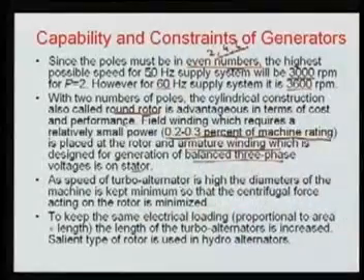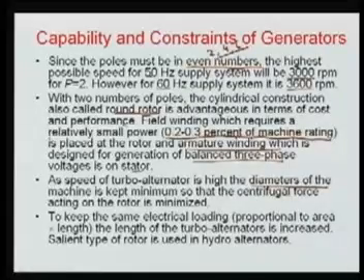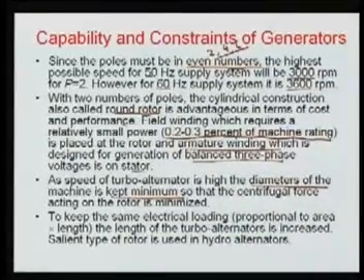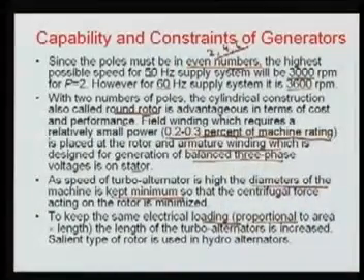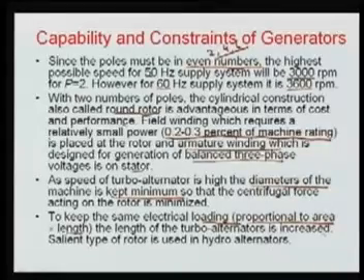As the speed of a turbo alternator is high, the diameter of the machine is kept minimum. As I said, why? Because we want the minimum centrifugal force to be applied, and therefore we can have stable machine operation. To keep the same electrical loading, which is proportional to area multiplied by length, the length of the turbo alternator is increased. Whereas the salient type of rotor, which is used in hydro, has minimum length but more diameter. So you will find that in thermal power stations, the length of the machine is very large but the diameter is less. However, in hydro it is the reverse.